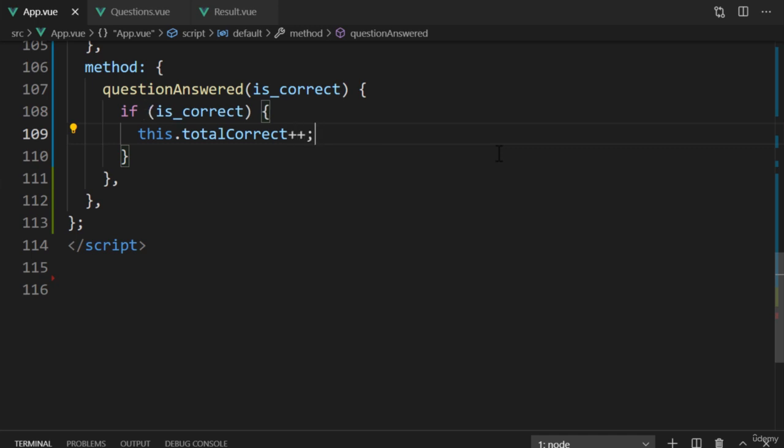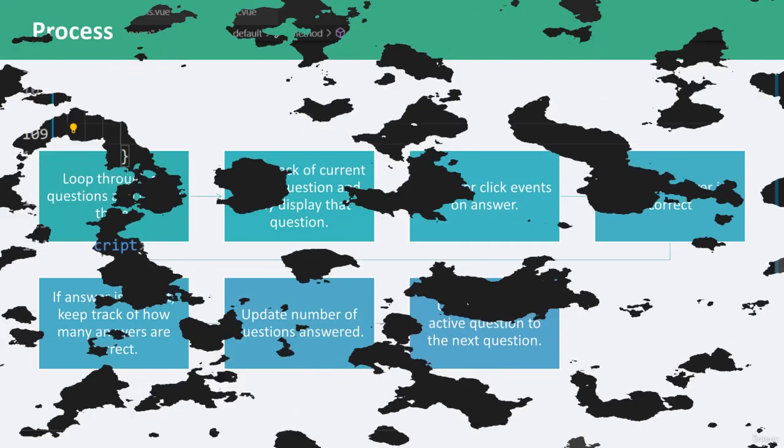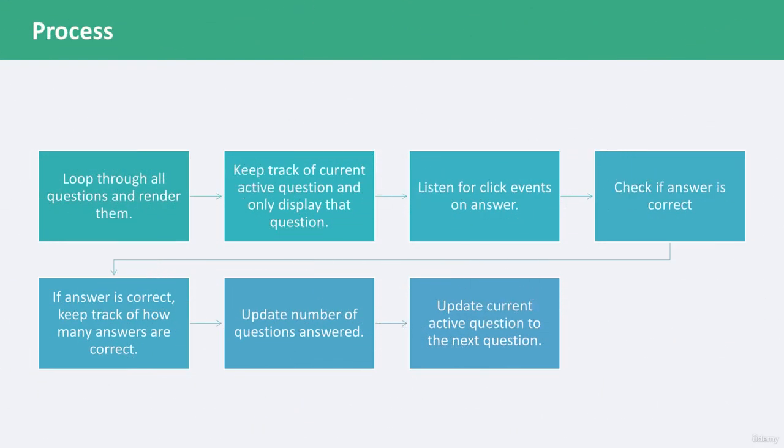Let's review the steps we've taken so far. We've looped through the questions and rendered them. We're keeping track of the current active question, listening for click events on the answers, and checking if the answer is correct. If the answer is correct, we're keeping track of how many questions the user has answered correctly. According to the plan, the next step is to update the number of questions answered. This will allow us to move on to the next question.